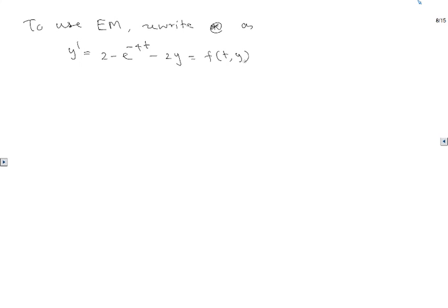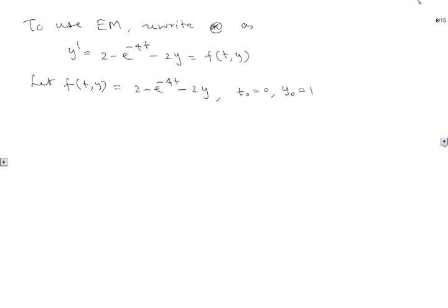So we can say, let f(t, y) equal 2 minus e to the negative 4t minus 2y. And then also we know that t naught equals 0, that's given. And then also we know that y naught equals 1, that's also given.